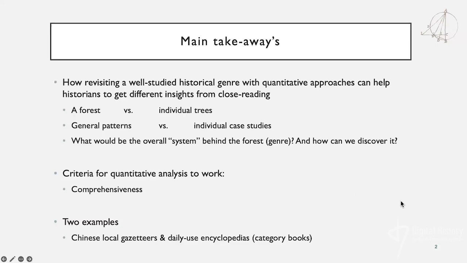So let me begin. The main takeaway that I hope to demonstrate today is how revisiting a well-studied historical genre with quantitative approaches can help historians get different kinds of insights from close reading. I'm sure you are all very familiar with the term distant reading, in comparison to the close reading that historians in past centuries have been doing, reading very closely at the text. And I want to give you another metaphor, that is to see a forest versus studying individual trees.